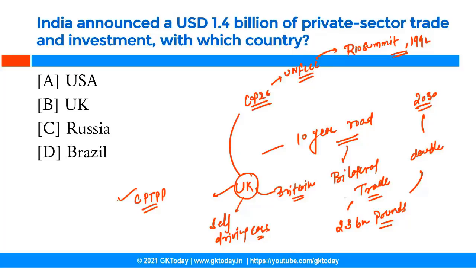Apart from that, India and UK agreed to launch GIP. What is GIP? It is Global Innovation Partnership. So this initiative is going to support Indian innovators.